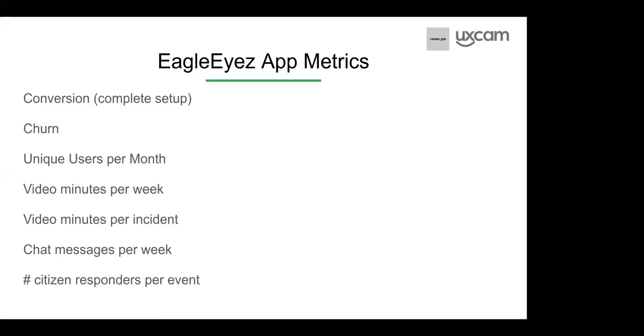We want to know how many unique users there are per month. And then we really want to gather, you know, as rich a data set as we can. And the best way to do that is with video. So we have some metrics around the minutes of video that we capture per week, the video minutes that we capture per incident. And you can see other KPIs that we are using that will help us determine if the app is successful, is getting the kind of engagement that we want.